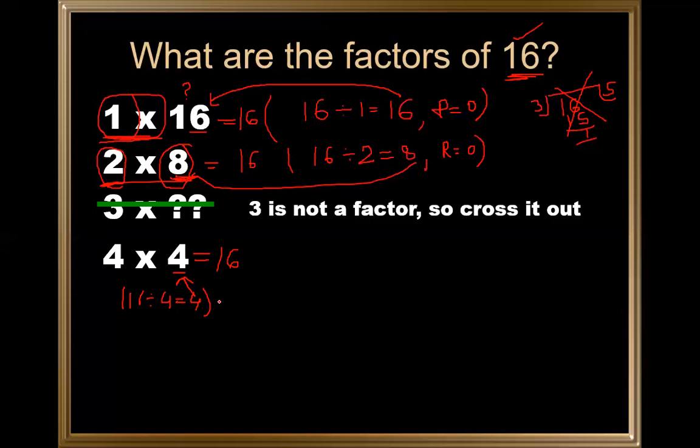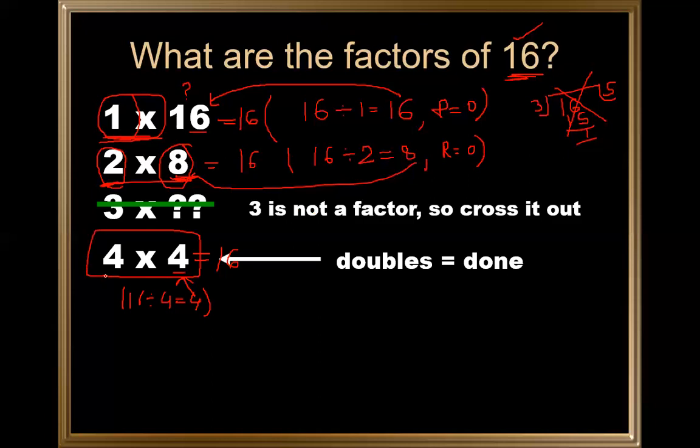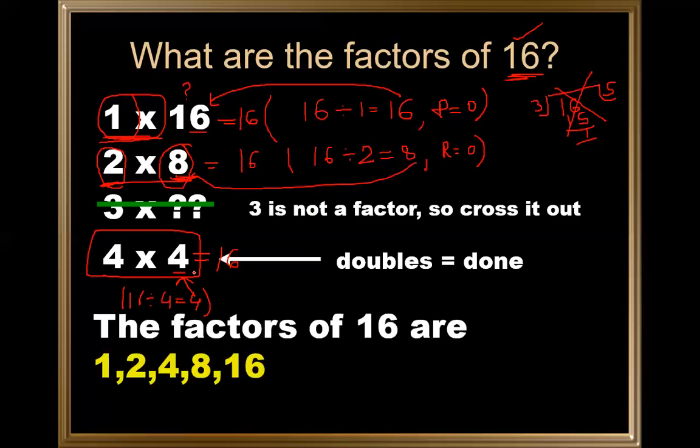So this is giving me the factor 4. So now I have got it over here. I got the doubles over here, 4 into 4. I just told you that when you get the doubles, it means that you have found the factors. So till here we have to finish. We have to stop over here. So these are the factors. How do we write them?